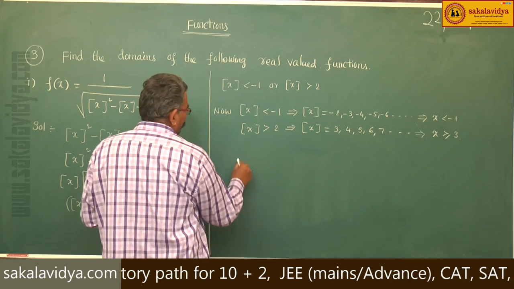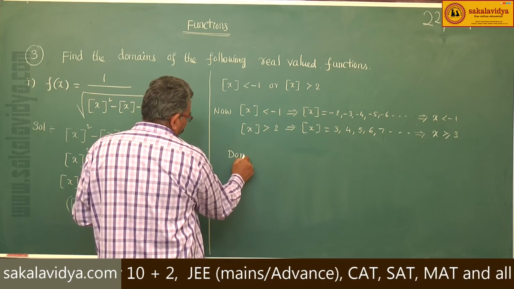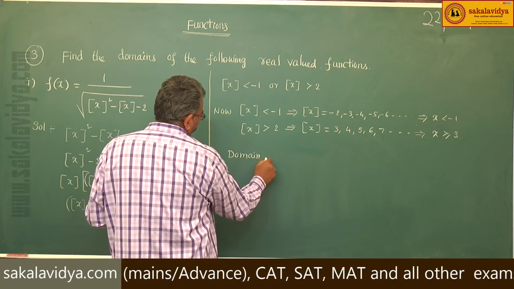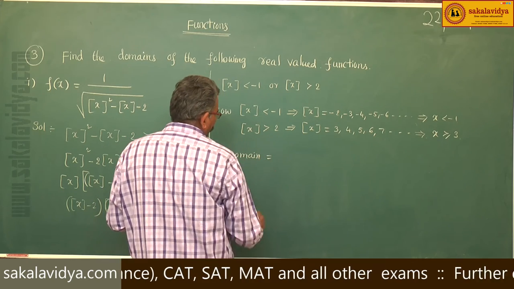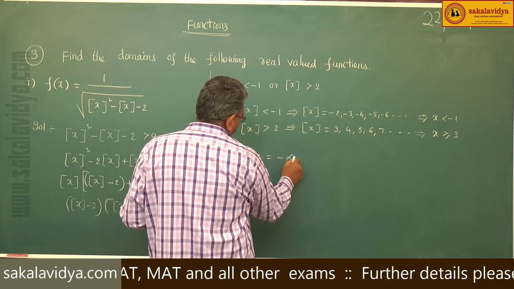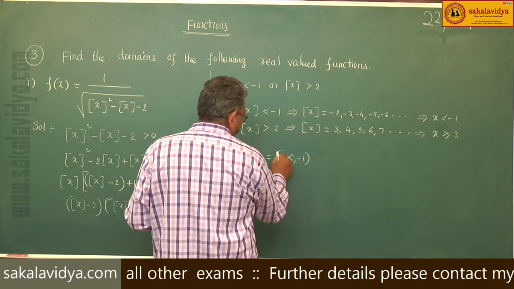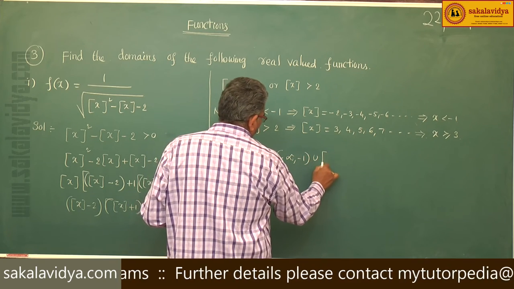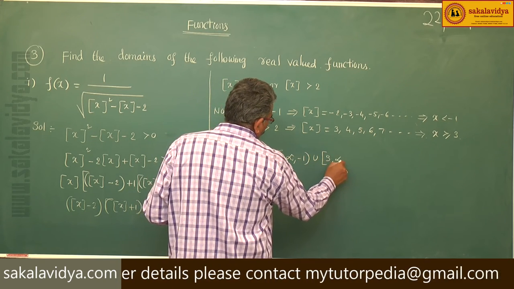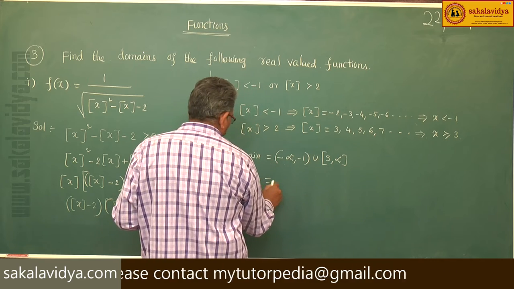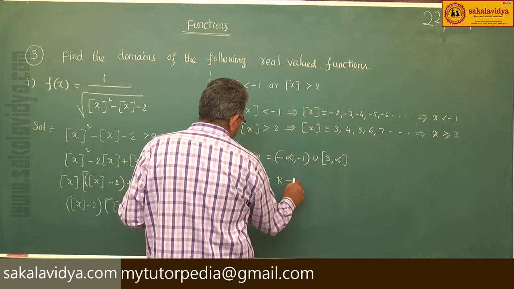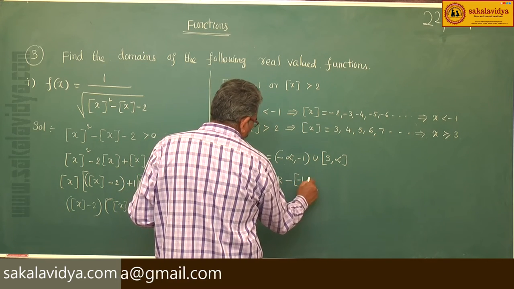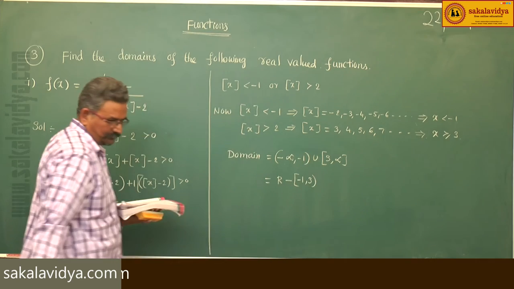So therefore domain is equal to minus infinity comma minus 1 union 3 to infinity, or R minus closed minus 1 comma 3 open.